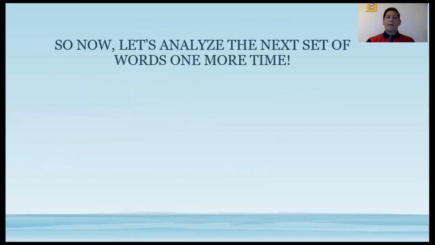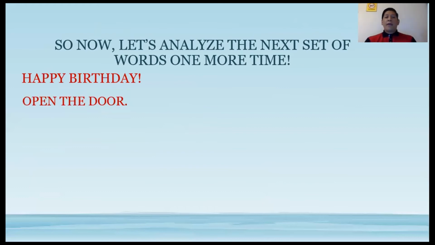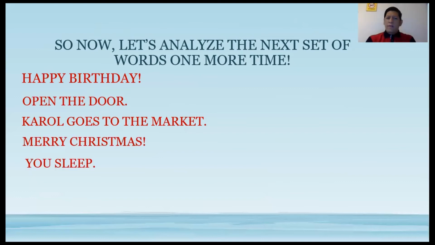Let's see this one. So let's analyze the next set of words one more time to check if they were sentences or if they were not sentences. Happy birthday, open the door, Carol goes to the market, Merry Christmas, you sleep, sit. So now we see happy birthday, it doesn't have a verb. If you check, we have happy birthday. Happy birthday is only like a complement. So is it a sentence? No, it's not a sentence.